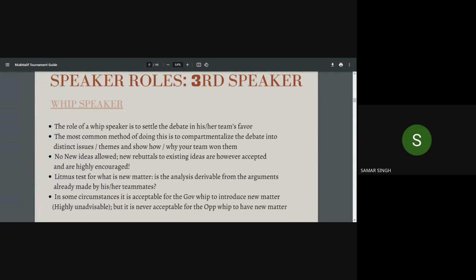Shell has a question: for the motion plastic should be banned, is the burden on the proposition side that banning plastic will cause inflation and a lot of adjustment is needed? That is not a burden, but that is an argument. A burden of the opposition for this motion would be that banning plastic is not going to solve the problems that the government is trying to present or the problems that exist in the society.